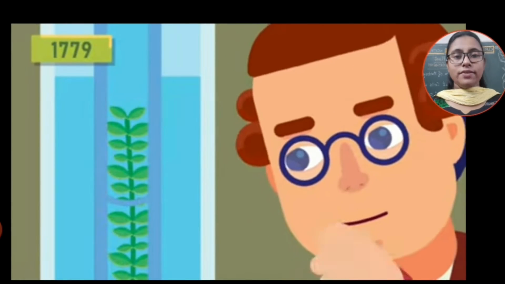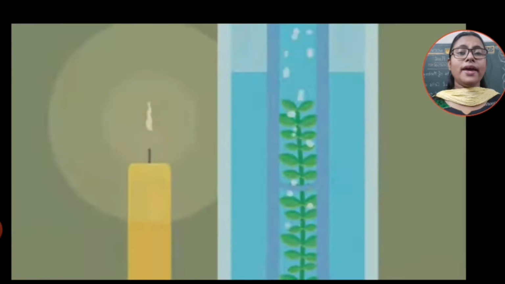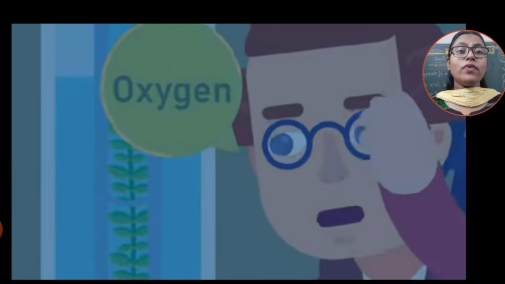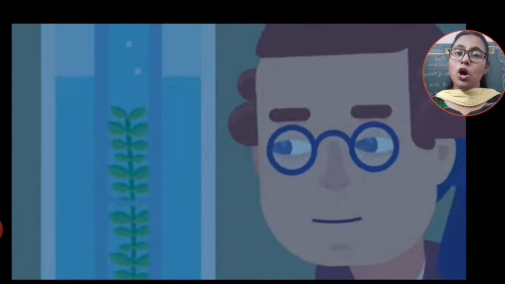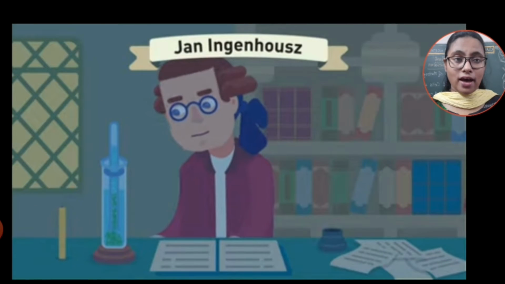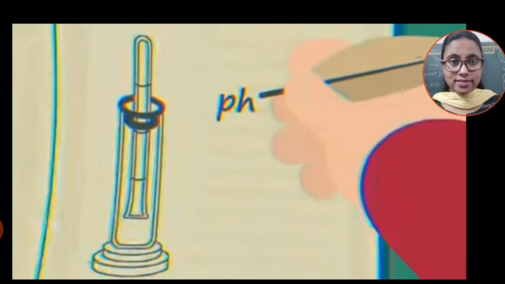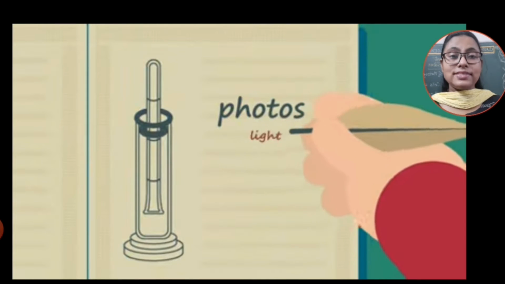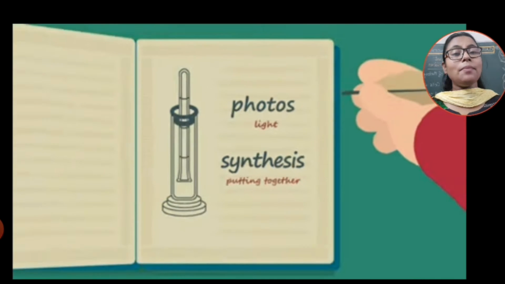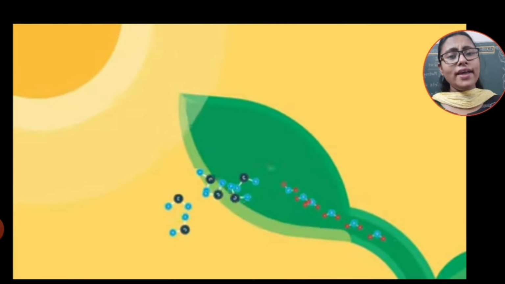In the year 1779, one scientist saw that in the presence of sunlight, the plants give off bubbles, but in the absence of light they do not. So what is the gas? He discovered that it is oxygen. After that, a scientist named Jan Ingenhousz named this process photosynthesis, where photo means light and synthesis means putting together to make something, that is known as food. So my question is, what is photosynthesis and why is it so important?